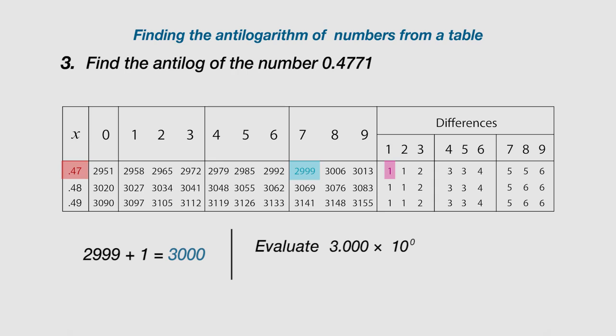We now evaluate 3.000 times 10 raised to the power 0. Now the exponent of the 10 is the characteristic of the log we had in the question. So we say the antilog of 0.4771 is equal to 3.000, or just 3. Good.